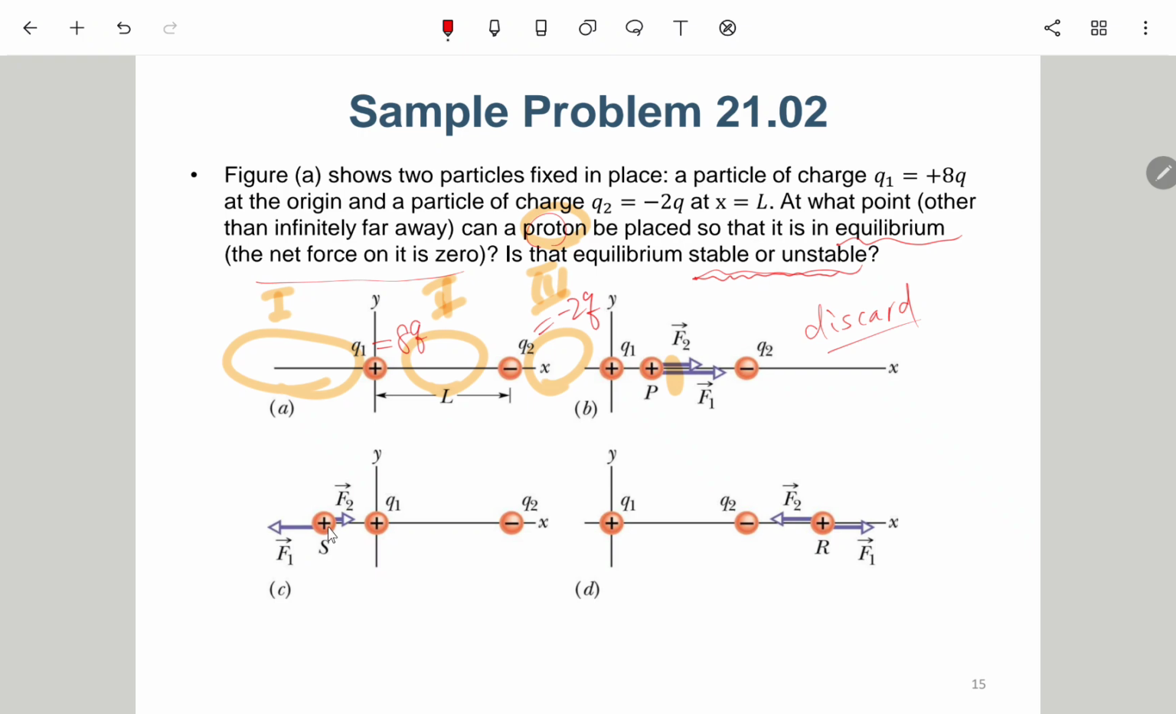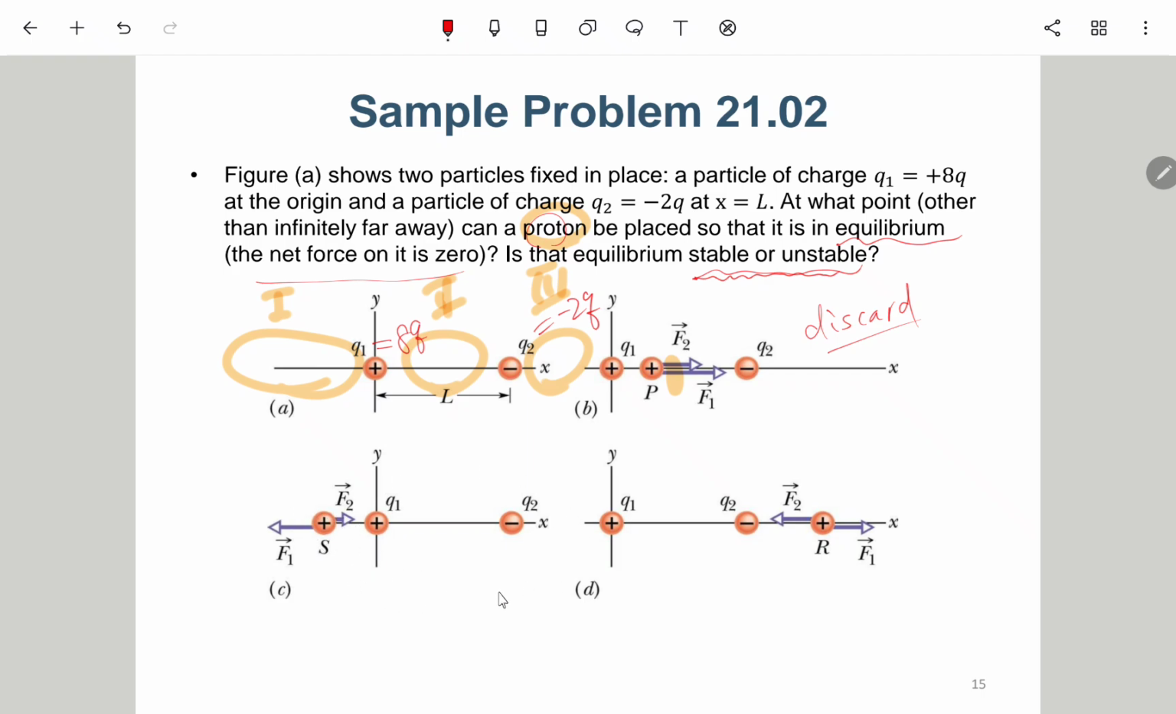For the second case, if we try to put this proton on the left side, which means region 1, let's repeat the same argument. Q1 and the proton are positive, so the force acting on this proton is pointing to the left side. Q2 is negative, the proton is positive, so the force acting on the proton is pointing to the right side. So one is left, one is right. Whether the force can cancel out, the answer is still not obvious.